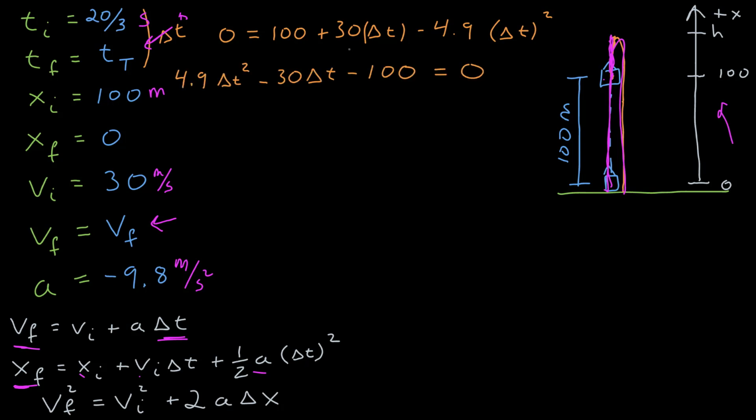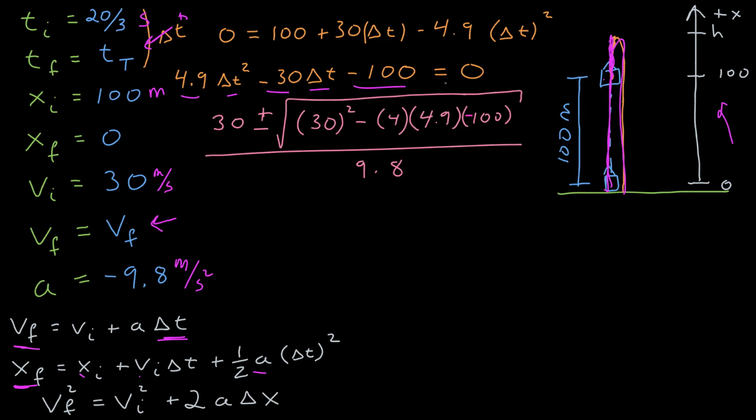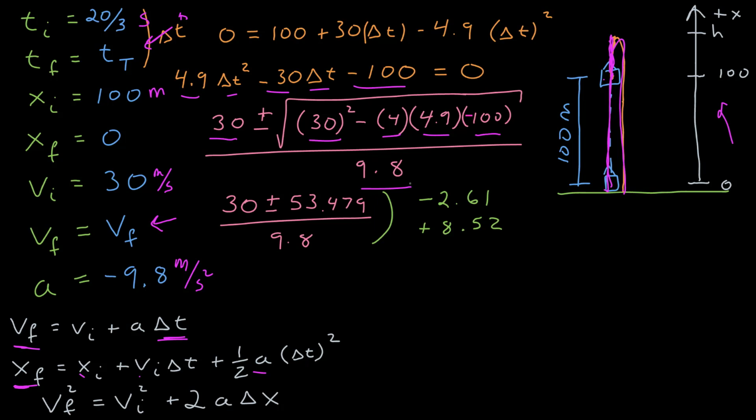I've just recast that. It's a quadratic equation. In our traditional quadratic equation, ax squared plus bx plus c is equal to 0, and I can look up the solution for the quadratic equation, which is negative b plus or minus the square root of b squared minus 4ac, divided by 2a. My calculator gave the term in the square root as 53.479, and so now I'm going to get two solutions for this. The negative solution, which is negative 2.61, and the positive, 8.52.